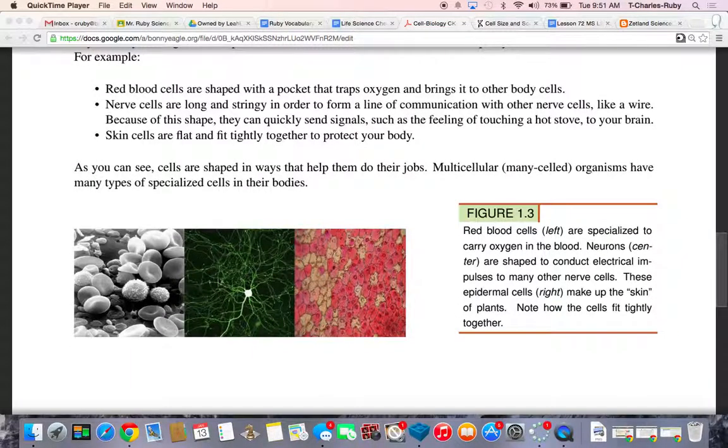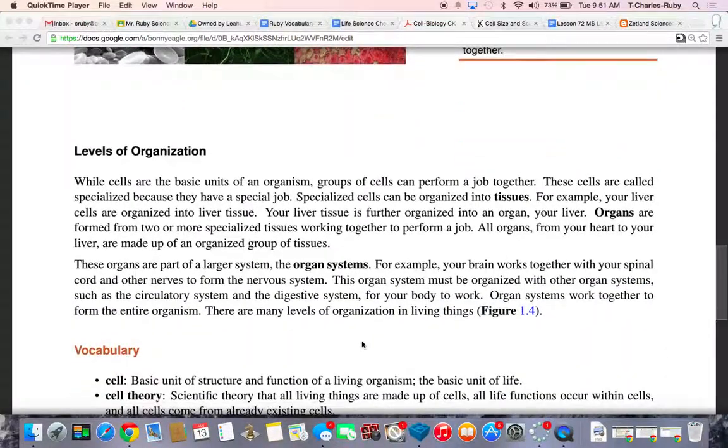Figure 1.3, this figure right here. Red blood cells, on the left, specialize in carrying oxygen. Neurons, center, conduct electrical impulses to many nerve cells. And these epidermal cells, on the right, make up the skin, in quotes, of plants. Note how the cells fit tightly together. Levels of organization. Back to you, Christina.